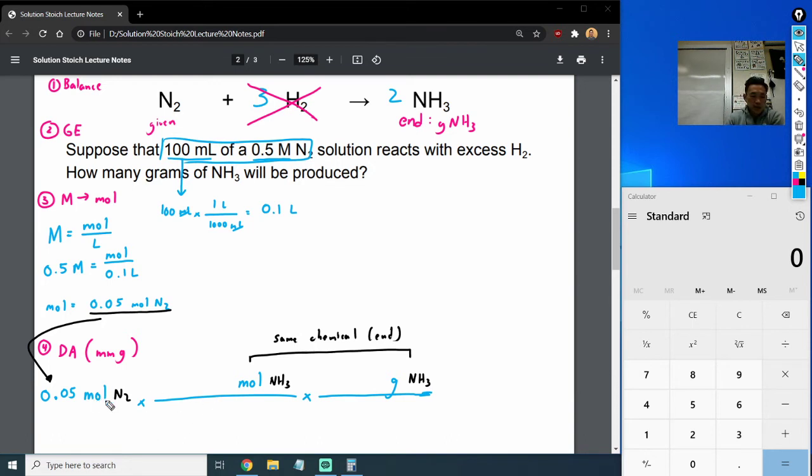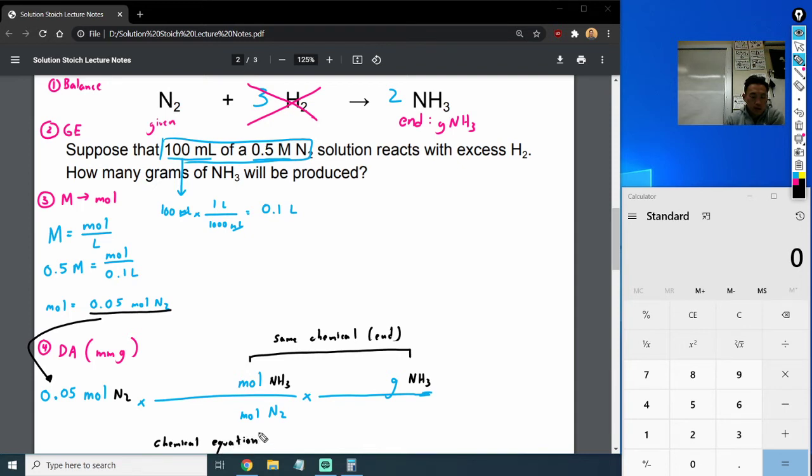Okay, since I have moles of N2, I don't want that though. I want to find grams of NH3, so I'm going to put moles of N2 on the bottom. If you guys notice, there's moles and moles on the same fraction. If there's moles and moles on the same fraction, that means you're going to get the numbers from the chemical equation that you just balanced.